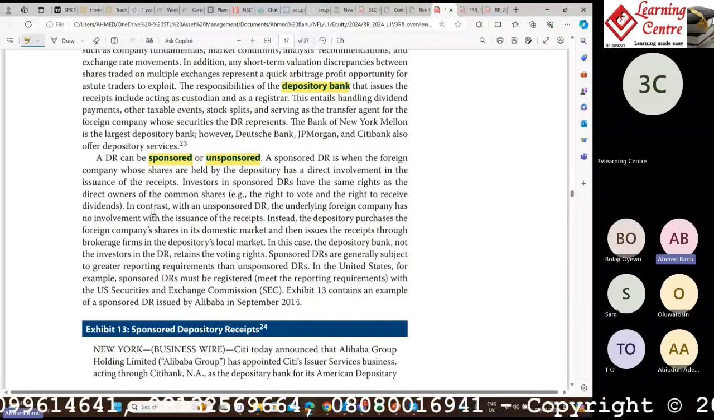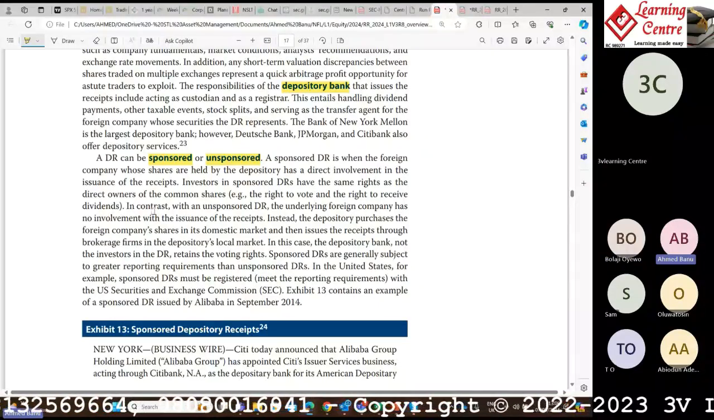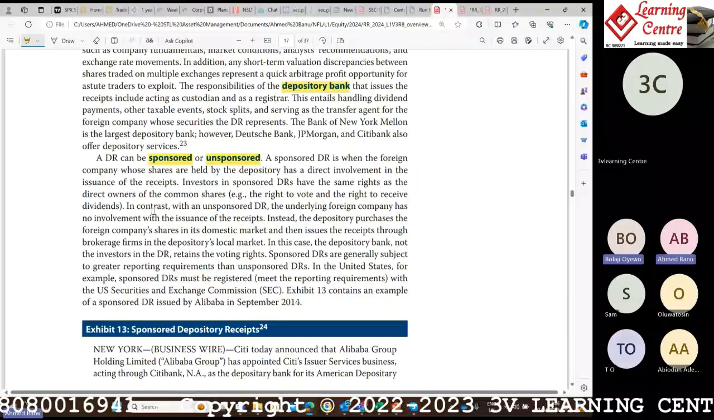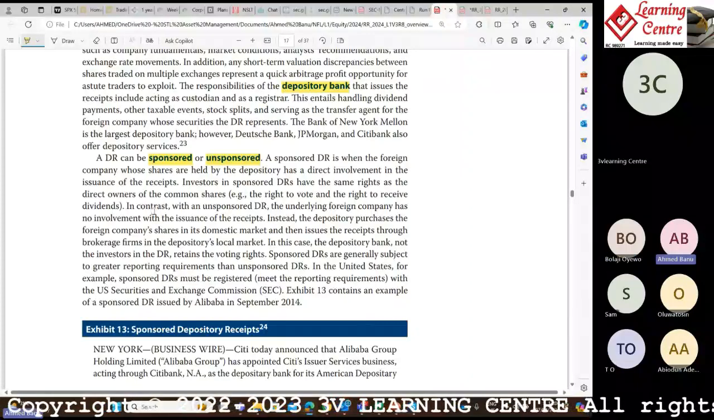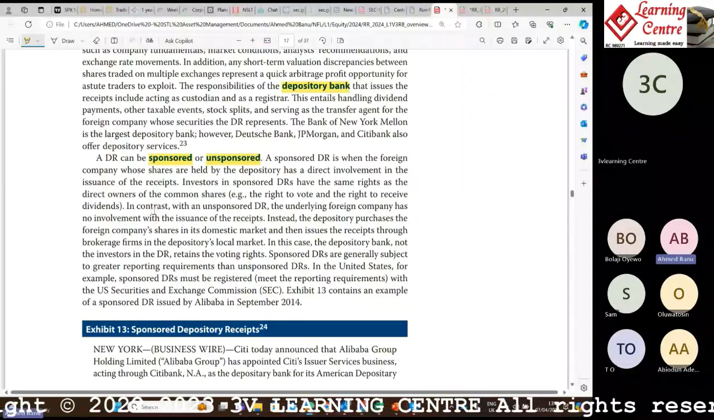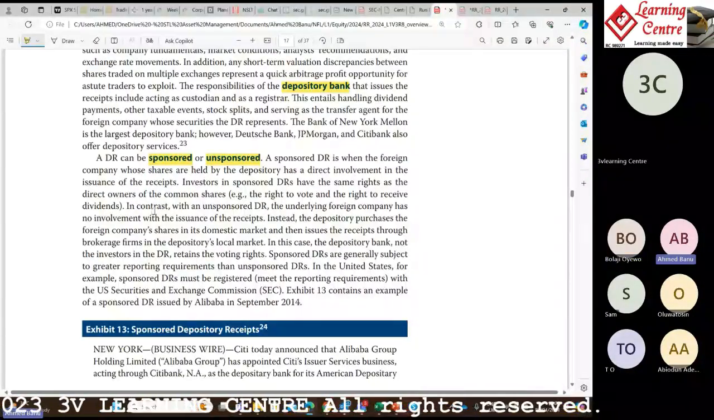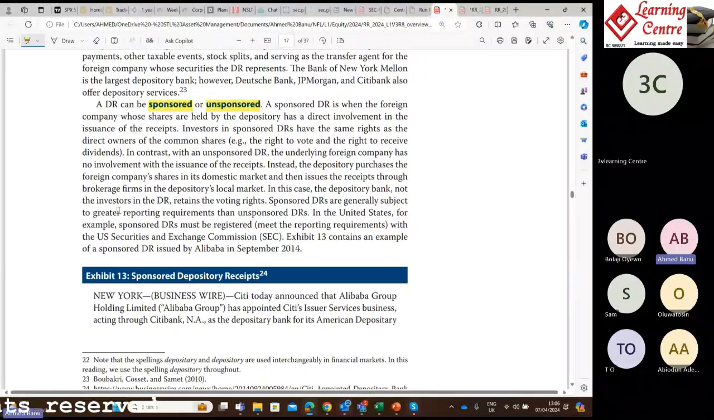However, we have the unsponsored. Unsponsored means the company does not have any business about it. So an individual can wake up one day and decide to accumulate shares of Tesla and decide to bring it to Nigeria, create receipts, and list it on the Nigerian Stock Exchange. Nobody is going to hold you ransom to that. The only thing they hold you ransom is that for the dividends that are being paid on Tesla, it must get to the owners and holders of the depository receipts. So those are unsponsored and sponsored depository receipts.